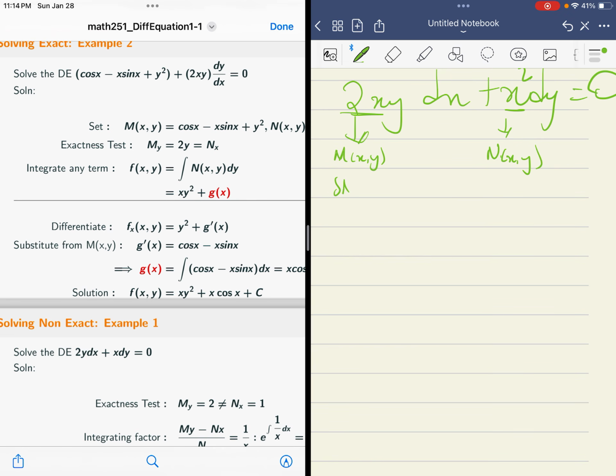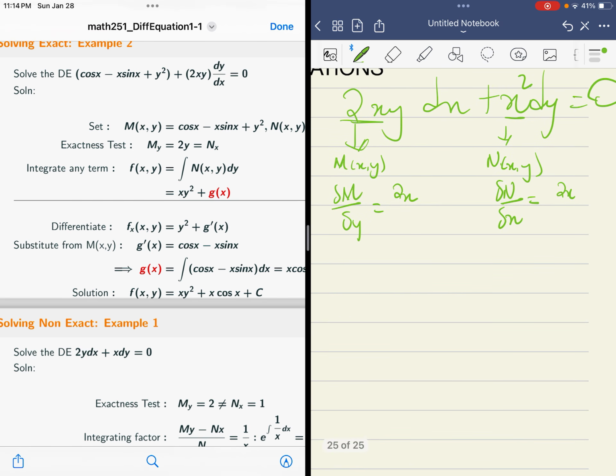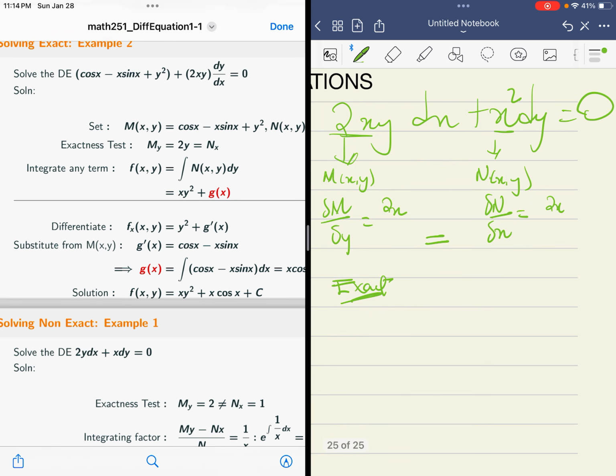So we differentiate this again with respect to y, and what do we get? 2x. We differentiate this with respect to x, what do we get? 2x. Do we see that? Now they are equal, hence exact. Amazing, right? So this is our new equation that we are going to be dealing with. Because it is exact, we go ahead and solve it the way we solved the other one.